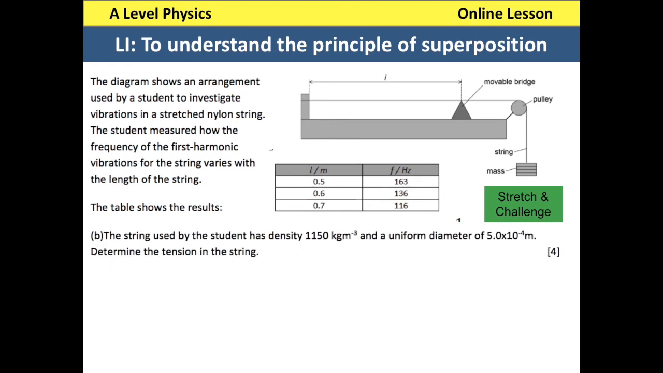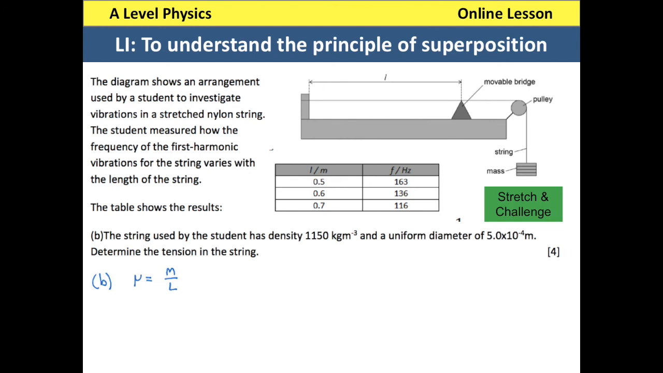Part B says the string used by the student has a density of 1,150 kilograms per metre cubed and a uniform diameter of 5 times 10 to the minus 4 metres. Determine the tension in the string. Well, we start off again using the equation for the first harmonic, which is f equals 1 over 2L root T over mu. But I don't have a value of mu, so I need to find out what mu is before I can put numbers into that equation.